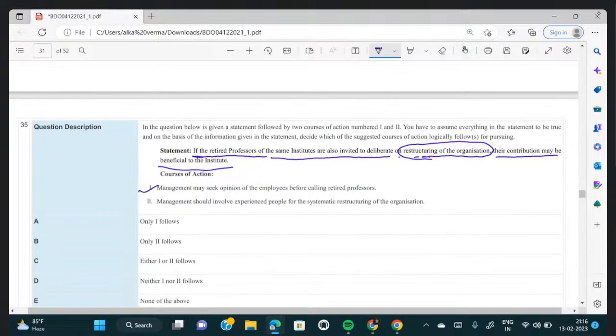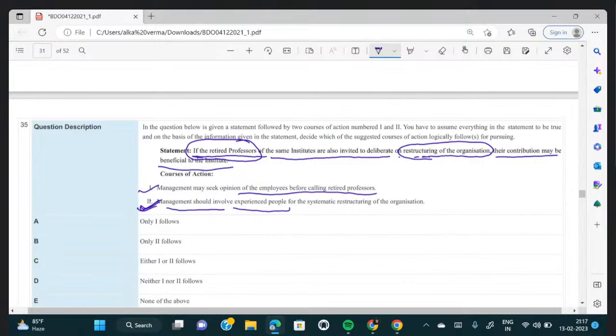Management may seek opinion of the employees before calling retired professor, or management should involve experienced people for the systematic restructuring of the organization. See, second conclusion, it is directly coming to this point. Why? Because management should involve experienced people, and who can be more experienced if compared to the retired person of the same field. If you talk about, for example, experience in cricket, who can have better experience than Sachin himself? Because he's already retired. He has played so many matches, more than 400 ODIs. So this one is the correct.